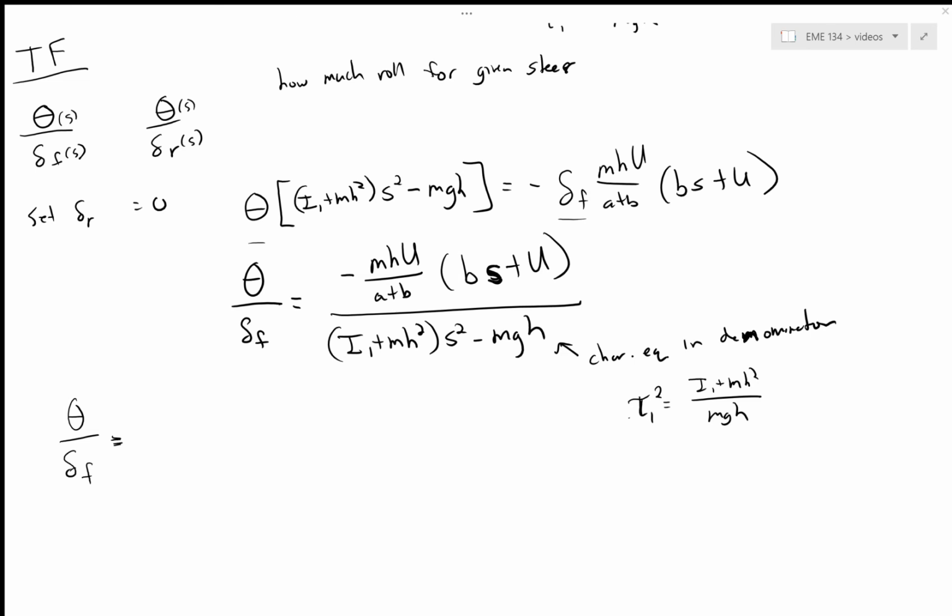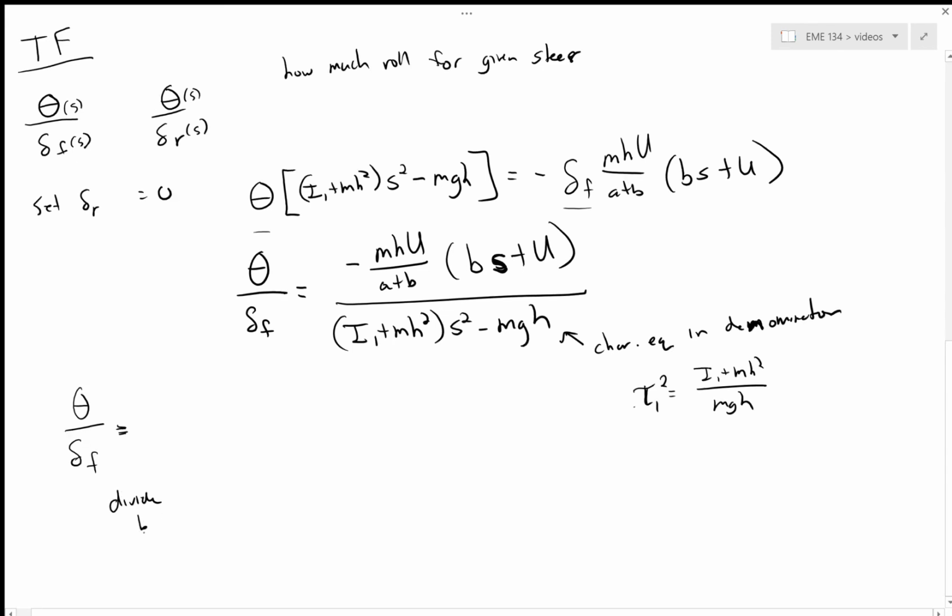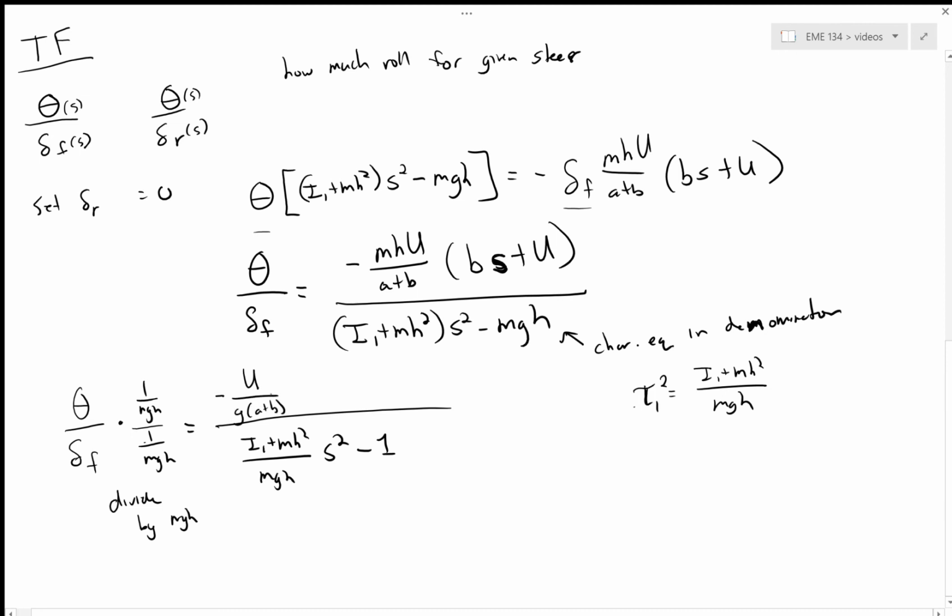Alright, so let's divide the numerator and the denominator by mgh. So this is basically multiplying by 1 over mgh. So what do we get if we do that? We'll get I1 plus mh squared over mgh s squared minus 1 on the denominator, and then minus u is the only thing left. The m and the h are going to cancel, and then we'll have a g plus a plus b times bs plus u. Alright, I think that's correct.